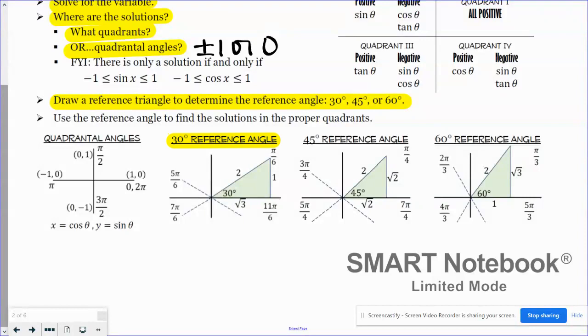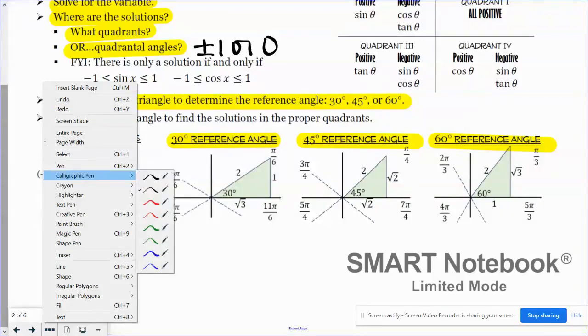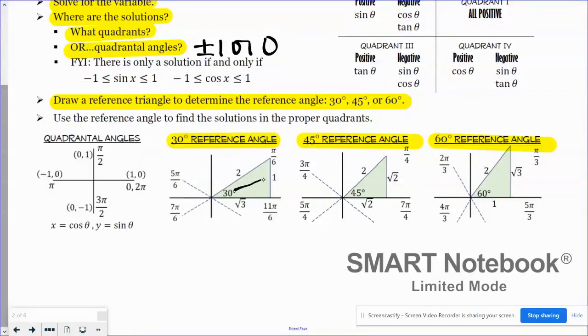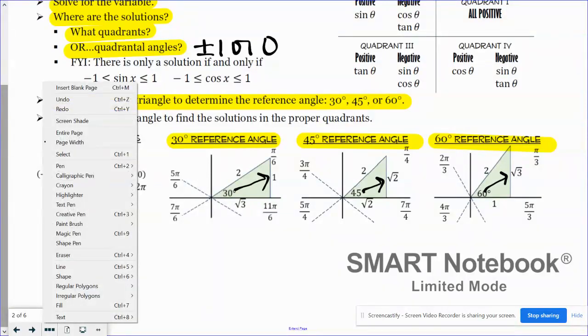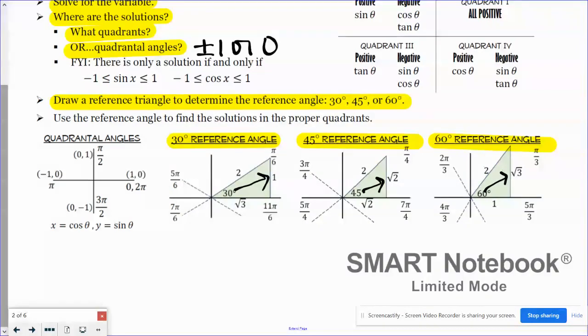So the way that these reference angles work is opposite the angle, you have certain values. Opposite the 30-degree angle is 1, and then the adjacent side is the square root of 3, and the hypotenuse is always 2. Opposite the 45-degree angle is the square root of 2, the adjacent side is the square root of 2, and the hypotenuse is always 2. Opposite the 60-degree angle is the square root of 3, the adjacent side is 1, and the hypotenuse is always 2. So this reference angle and the quadrants that you mentioned before are going to help you to then find the solutions in the proper quadrants.